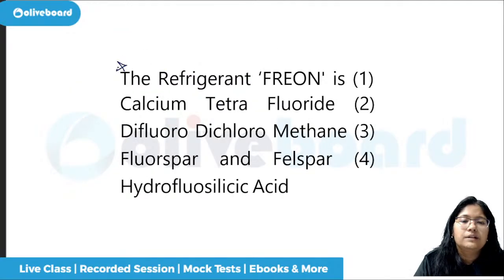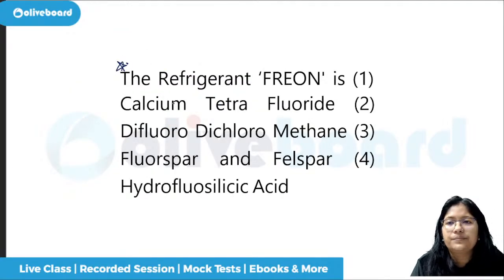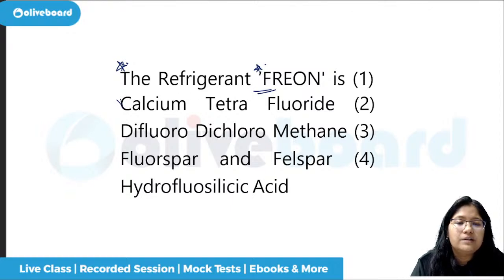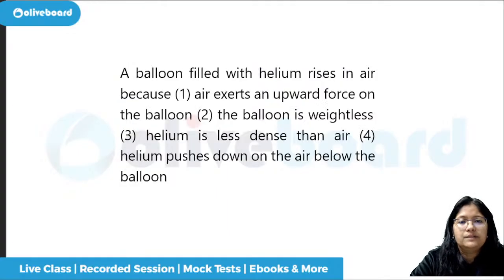Next question. The refrigerant that is used is freon. What is freon? Calcium tetrafluoride? No. Difluoro-dichloromethane, yes. Difluoro-dichloromethane is used as a refrigerant. Previously, the chlorofluorocarbons used to go up and deplete the ozone layer. That's why.